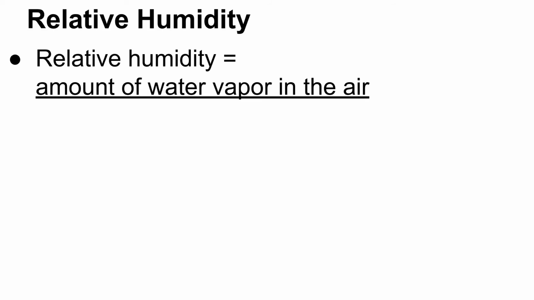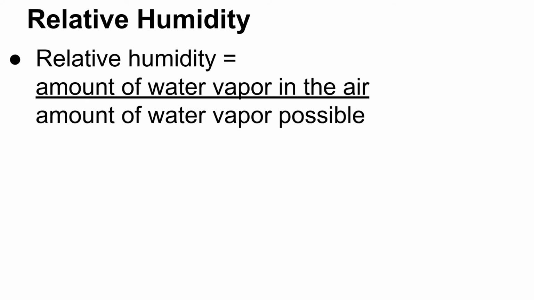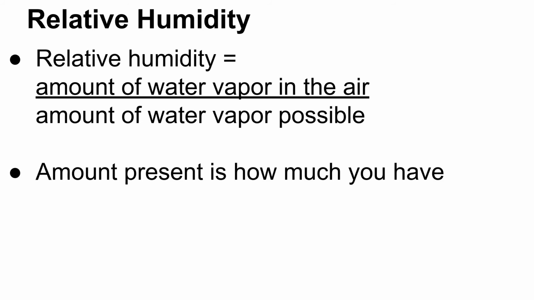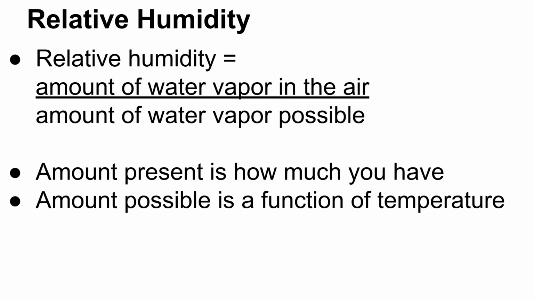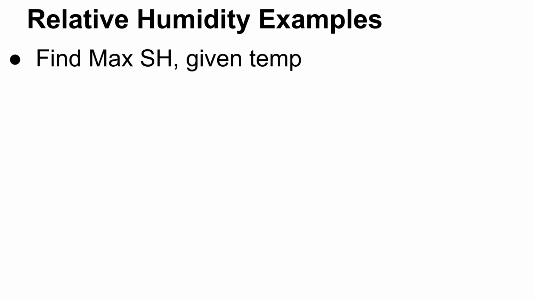So relative humidity, it's the amount of water vapor present divided by the amount possible times 100 as a percent. So the amount present, it's just how much you have, expressed in grams. The amount possible is the maximum you could have, also expressed in grams. So to find the maximum specific humidity given a temperature, well, because if we're going to calculate relative, we need to know how much we have, and we need to know how much do we have compared to how much we could have. So let's find the maximum specific humidity.